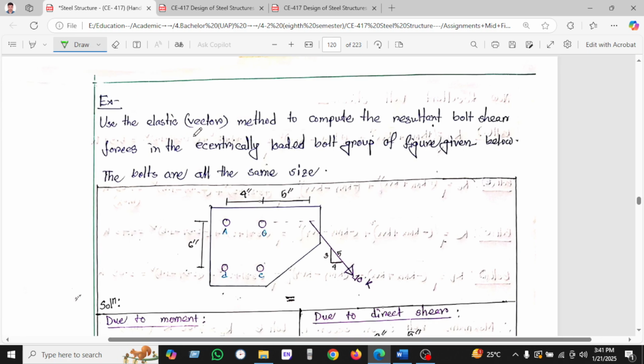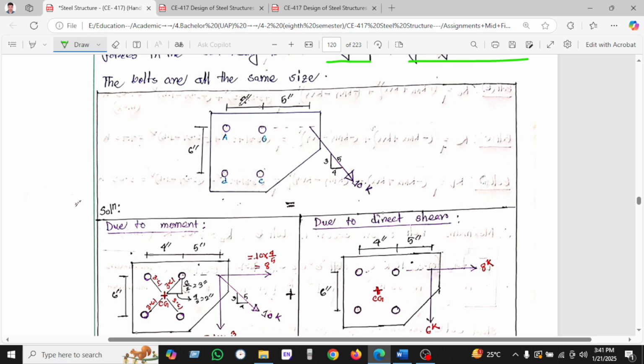We use the elastic vector method to compute the resultant bolt shear forces in the eccentric load of the bolt group of the figure given below. The bolts are the same size. So we can see here the dimension given is 4 inches, and this is 5 inches, and this is the 3 by 4 slope, and this is 6 inches.